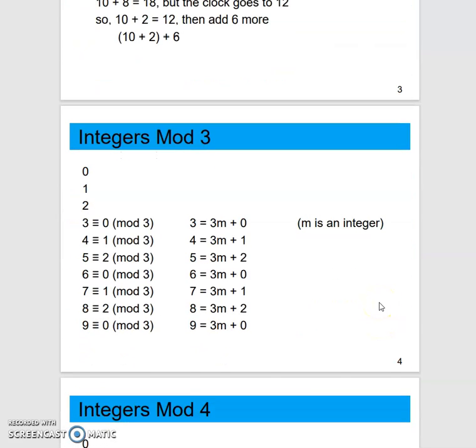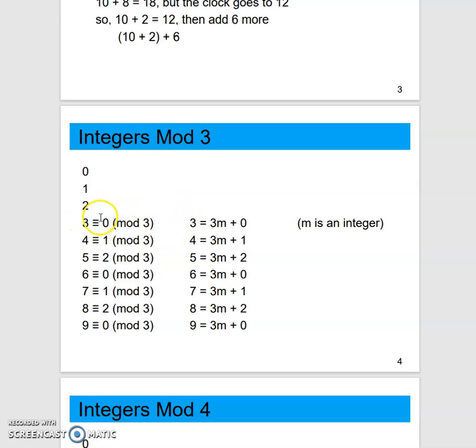So let's look at some other modular arithmetic, and that little mod just tells you what the number is that we're using there, how many digits we have. So for mod 3, we have 3 digits, 0, 1, and 2. And this is the notation you'll see for the others.